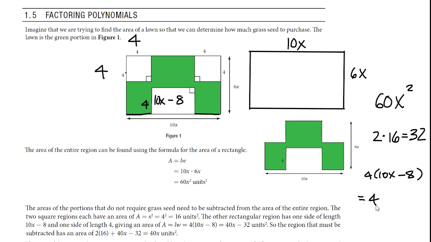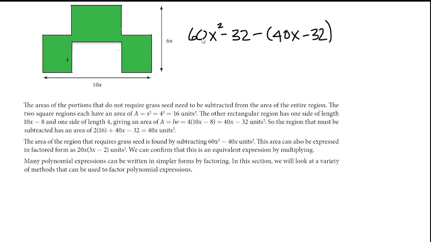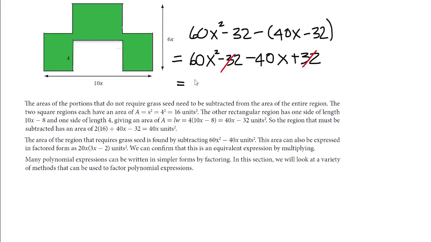So that's going to be 40x minus 32. So the grass area is the total area, 60x squared, minus the cutouts, so minus 32, minus 40x minus 32. So that is 60x squared minus 32 minus 40x plus 32. And of course, these two are going to add up to 0. So that's going to leave me with 60x squared minus 40x.